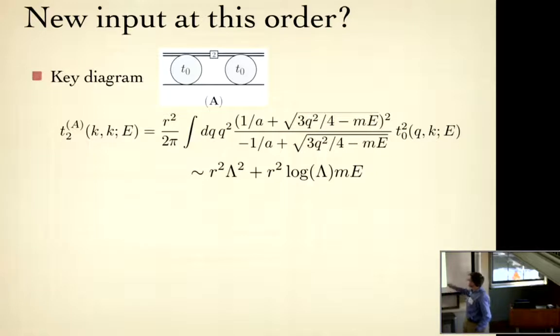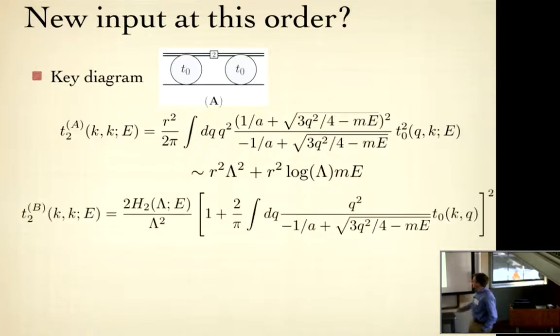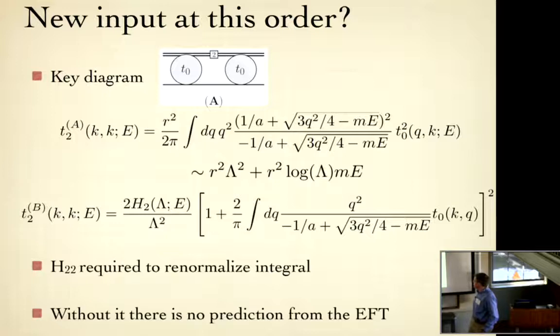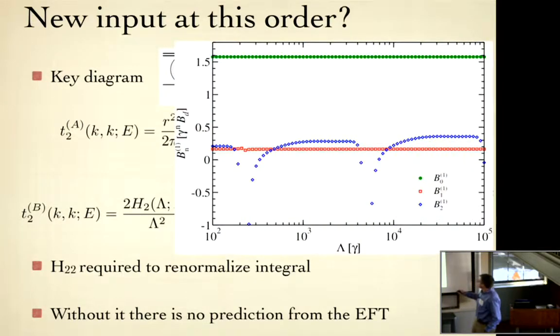But there's another divergence that's proportional to energy. So this means you need an energy-dependent three-body force to absorb that lambda dependence in your calculation. So that's done by these diagrams, which have this form. And if you don't do that, there's no prediction from the effective field theory. So this is the result that we got, right?